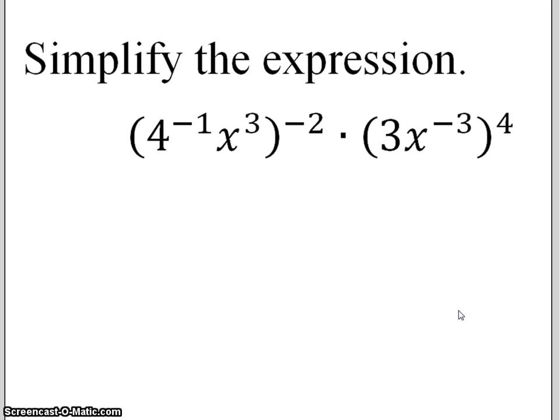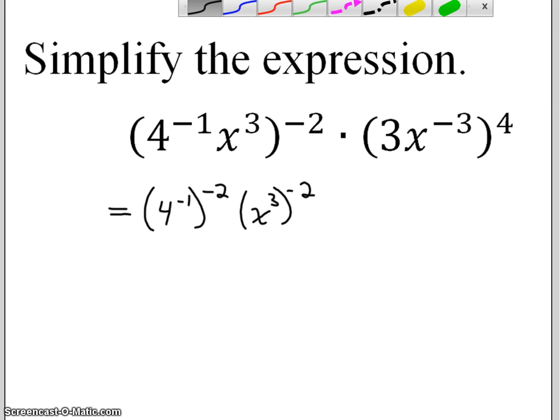Okay, so first thing here, we have two products in parentheses raised to exponents. So what I mean, this 4 to the negative 1 times x cubed, that's actually a product. It's 4 to the negative 1 times x cubed. That's in parentheses raised to the negative 2 power. So what we want to do is raise each of those factors to the negative 2 power. So we want to raise this 4 to the negative 1 to the negative 2. We also want to raise this x cubed to the negative 2.